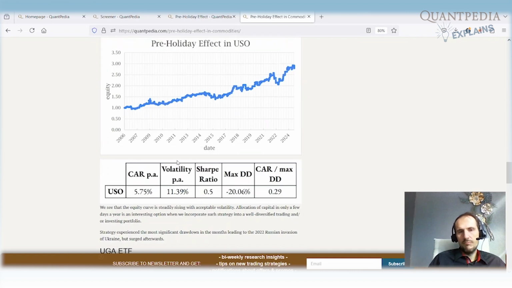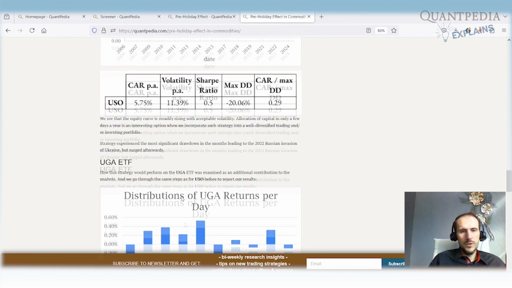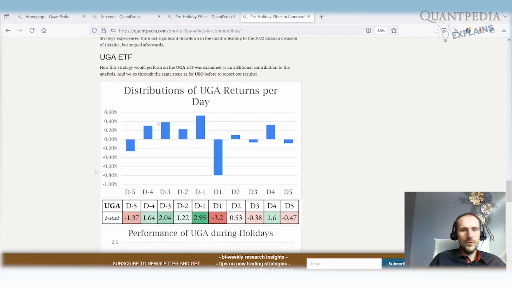And here is the performance of the pre-holiday effect in US oil. We can see that it is really positive: 5.7%, 11% volatility, Sharpe ratio 0.5, which is very interesting, and a Calmar ratio of 0.29, which is the performance compared to the maximum drawdown. So this is very nice. But can we improve it? Yes, we can. We will buy not the crude oil, but directly the gasoline, and it's very easy because we have the UGA ETF. And the performance is even better.